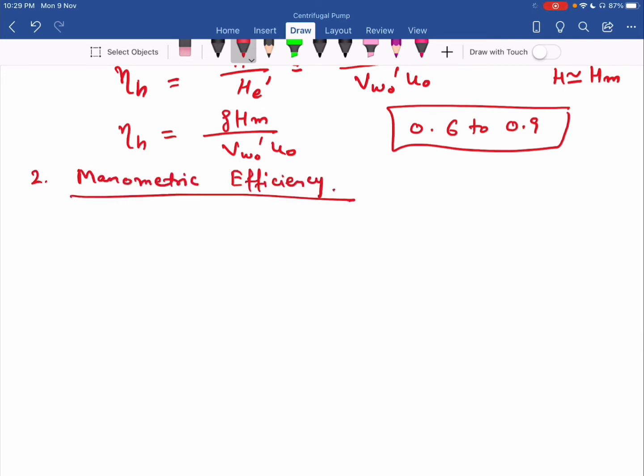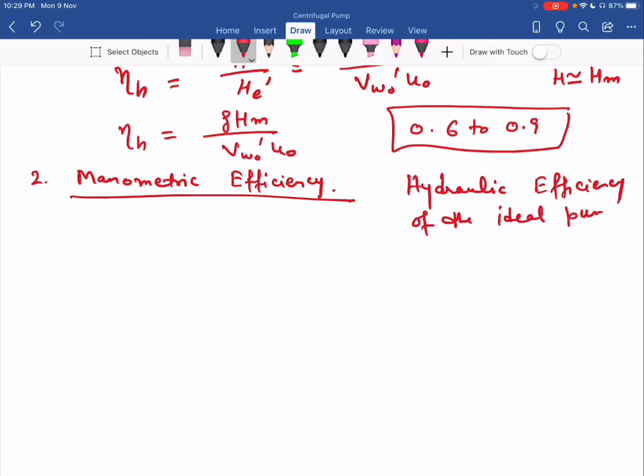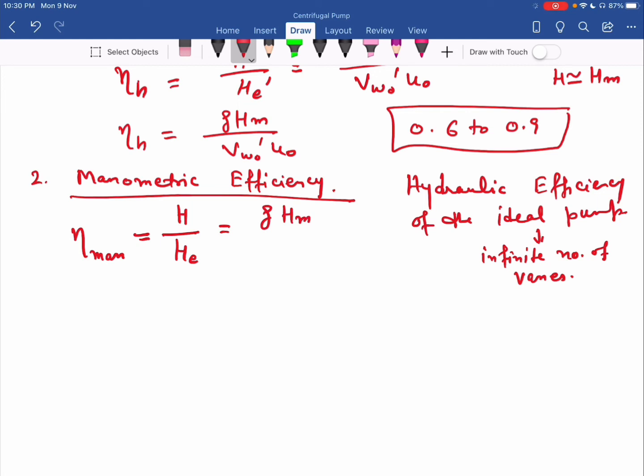The manometric efficiency is the hydraulic efficiency of the ideal pump. Ideal pump means a pump with infinite number of wheels. So I can write eta MAN, manometric, equal to H divided by He. This is equal to gHm divided by Vw0 U0. So this is the hydraulic efficiency of the ideal pump. Ideal pump is the pump with infinite number of vanes.